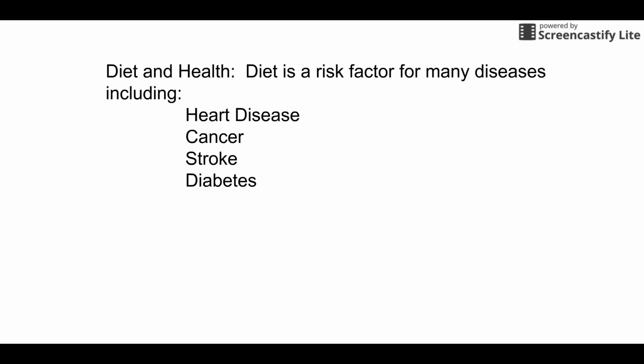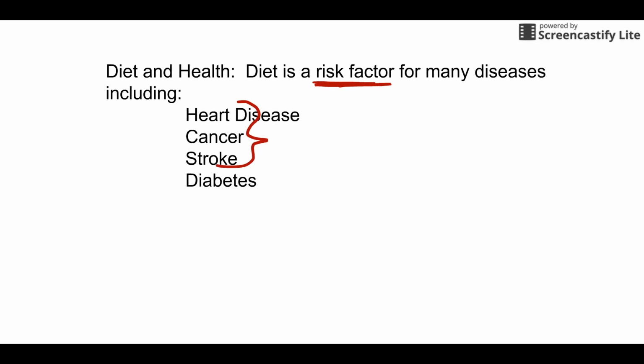All right, so an area that I really want to stress here with you guys is this here. So diet and health, okay? So diet is a risk factor, not the only determining factor for many diseases, including these down here, okay? So having a poor diet, if you don't have a healthy diet, you are much more at risk for heart disease, cancer, stroke, and diabetes. And obviously those are catastrophic, but let's look at them a little bit more, okay?